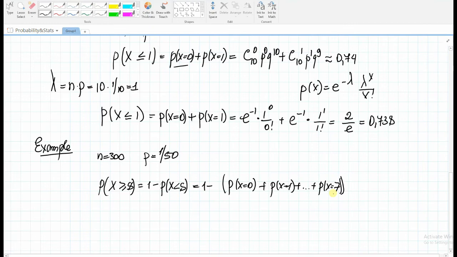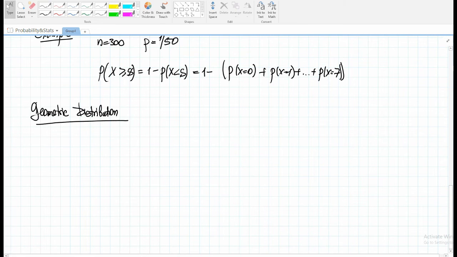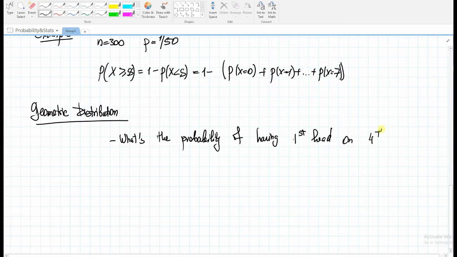For example, geometric distribution. I would like to know, what is the probability of having the first head on the fourth trial? So if you play this game until you get the first heads, what is the probability that you will finish this game on the fourth trial, after four trials?